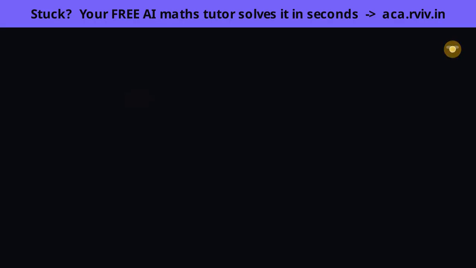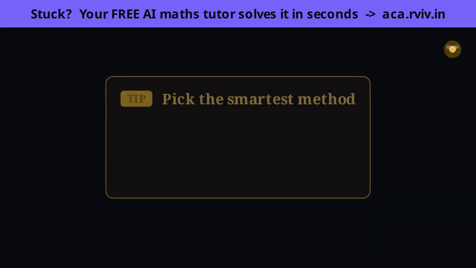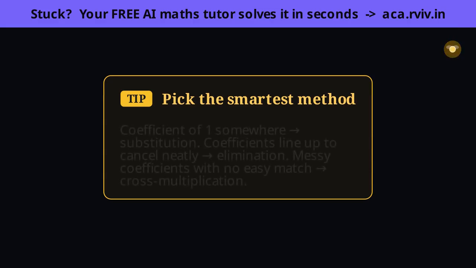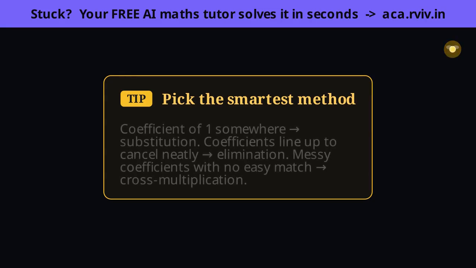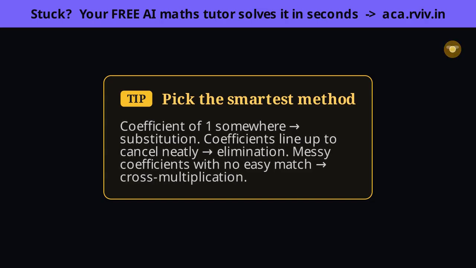Choosing the right method is a skill worth having, and the logic is simple. Pick the one that avoids fractions. If some variable already has a coefficient of 1, isolating it costs no dividing, so substitution is quickest and cleanest. If the coefficients line up so you can add or subtract to cancel a variable, elimination is the tidy choice. And when the numbers are awkward with no easy match anywhere, the cross-multiplication formula always works. It's the reliable fallback. Matching method to the shape of the numbers is what keeps your arithmetic clean and your mistakes few.